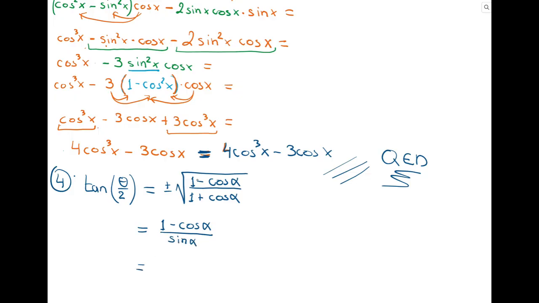Or if I do it the other way and use the other one, in one case I'm going to multiply top and bottom by the numerator, in the other case by the denominator. So this one would end up being sine alpha over 1 plus cosine alpha. Okay, so those are your 3 formulas for the half angle for the tangent.